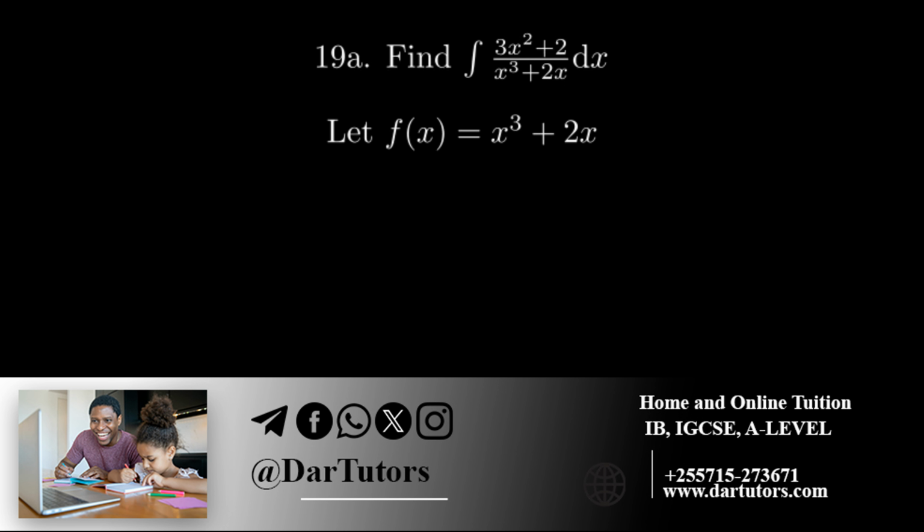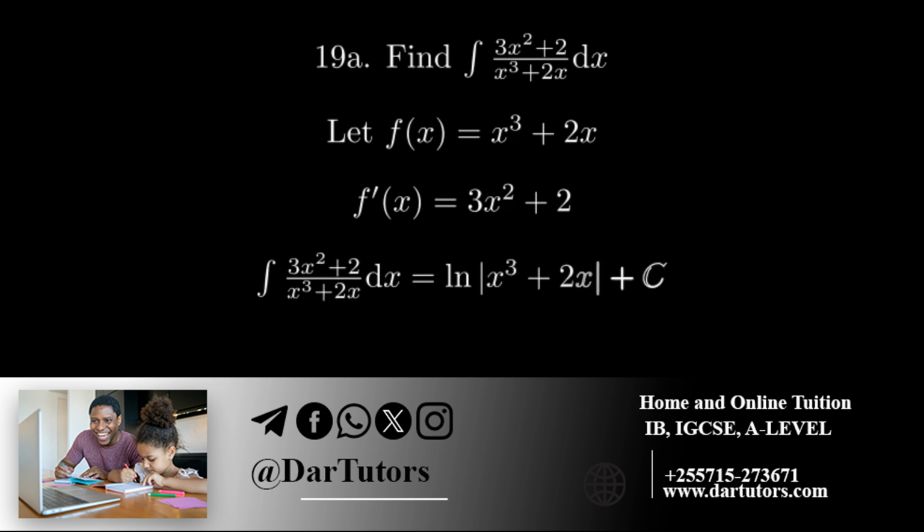Now for question 19a. We need to find the integral of 3x squared plus 2 over x cubed plus 2x dx. This integral is in the form of f prime of x divided by f of x. Let's check. Let f of x equals x cubed plus 2x. Then the derivative, f prime of x, is 3x squared plus 2. So the integral is of the form f prime of x over f of x dx, which integrates to ln f of x plus c. Therefore, the integral is the natural logarithm of the absolute value of x cubed plus 2x plus a constant c.